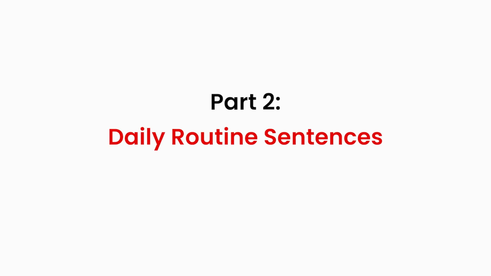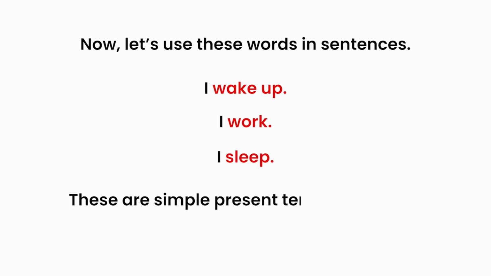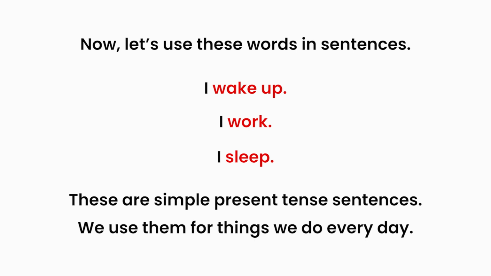Part 2. Daily Routine Sentences. Now, let's use these words in sentences. I wake up. I work. I sleep. These are simple present tense sentences. We use them for things we do every day.